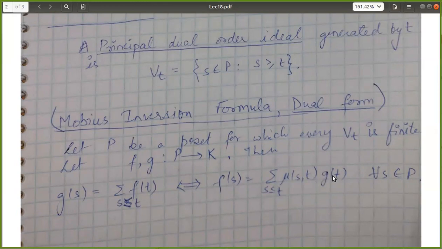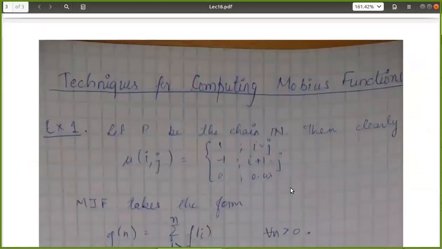But what is the use of these? So the use is that when you really want to compute the Mobius functions, then you see the equivalence of these formulas. I will give one particular instance, and then more you can read from the book itself.